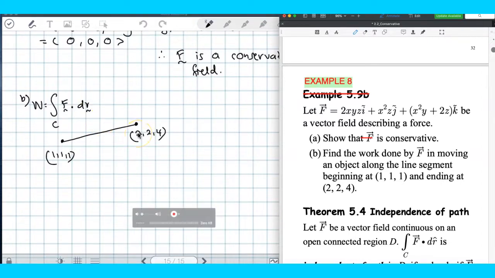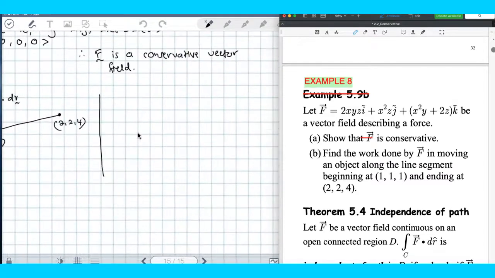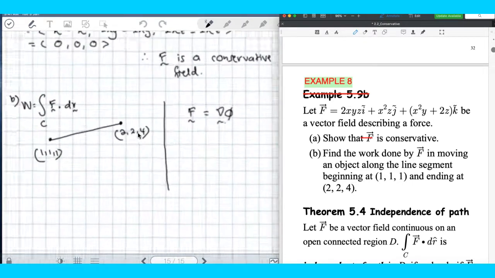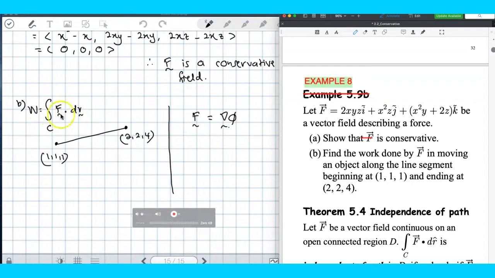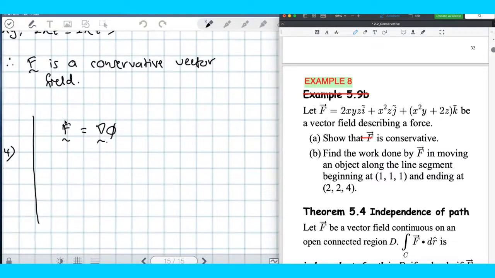But in this case, we have a shorter step, where we have shown in part A that F is a conservative vector field. So we can obtain the scalar potential function phi. Instead of the previous technique, which is not so complicated but sometimes can be messy and need longer steps, we now work using the scalar potential function.